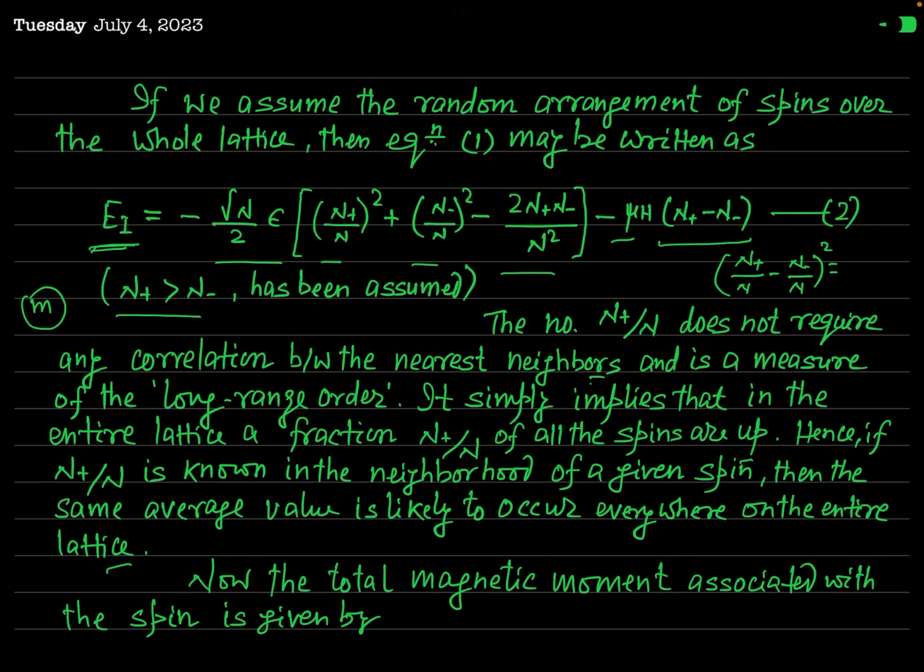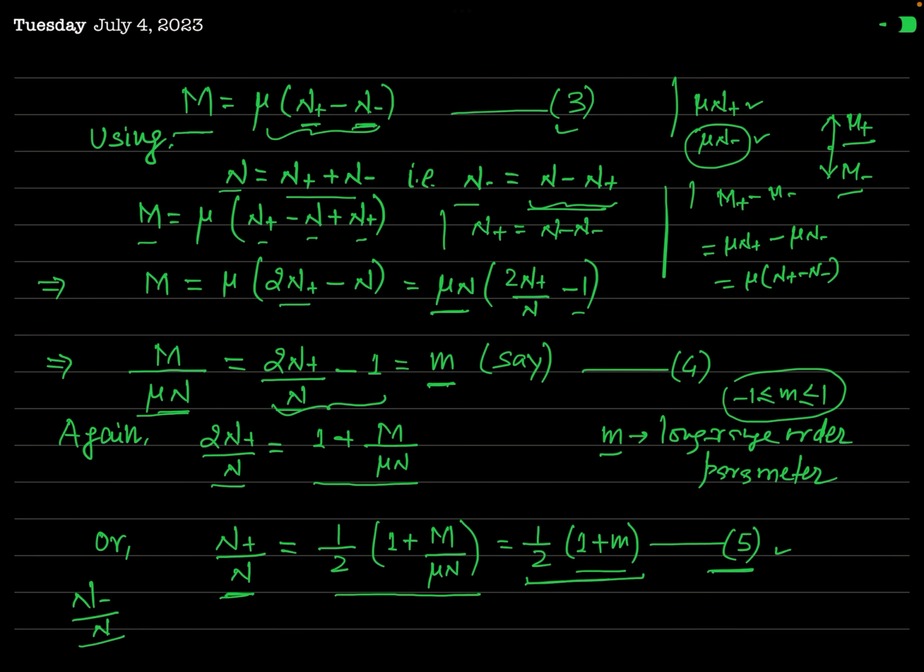So both n plus by n and n minus by n have been calculated in terms of the long range order parameter small m. And now our aim is to find the value of n plus minus n minus in terms of the long range order parameter m. Then we will substitute all those values in this equation 2, to get the expression for interaction energy in terms of the long range parameter small m.